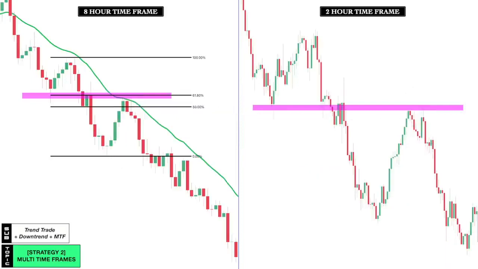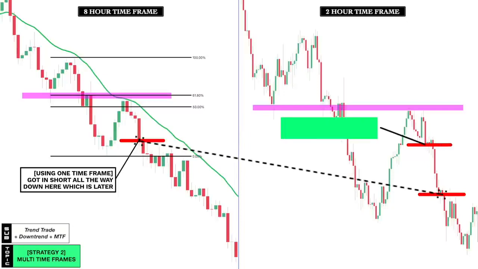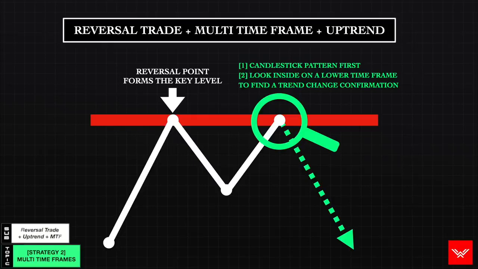If you only used the higher time frame on the left, you wouldn't have started looking for short entries until this bearish momentum candle formed, which is roughly down here on the 2-hour time frame. In contrast, by using the lower 2-hour time frame to find an entry, you started looking for short entries up here, which is an earlier point and is a huge advantage.